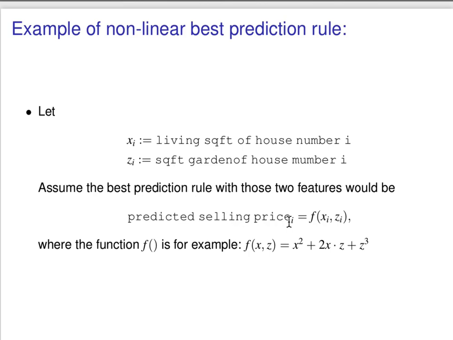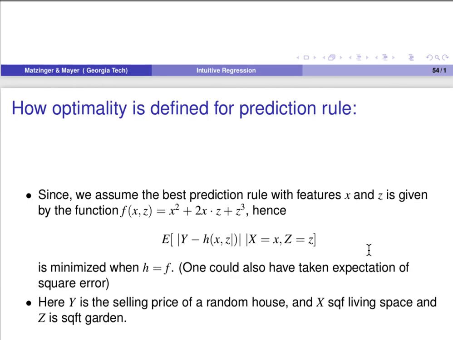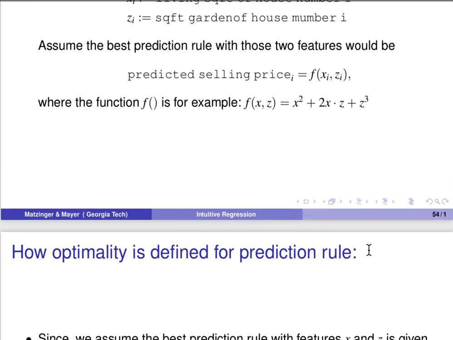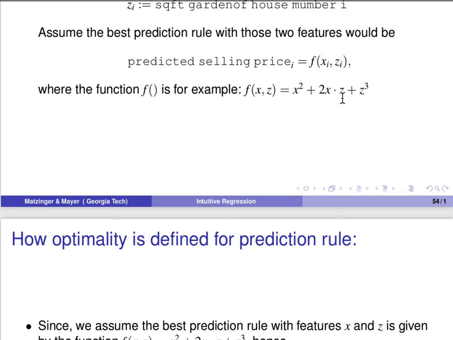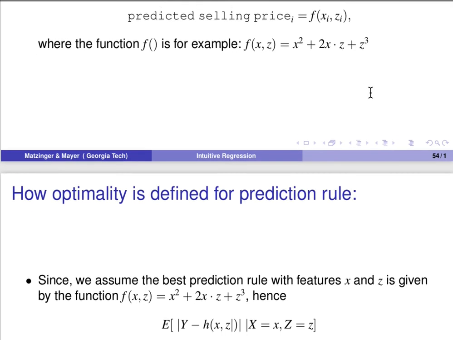Say, for example, the best way to predict would be using the function of xi, zi. So xi is the living square feet, zi is the square foot of the garden of house number i, and the function would be x squared plus 2xz plus z to the power 3. A complicated function, and not at all linear, but that doesn't matter. We can still use linear regression by simply putting x squared, 2xz, and z cubed as 3 additional columns in our data. So we add these 3 columns, x squared, 2xz and z to the power 3, and bingo, we get again a linear regression.